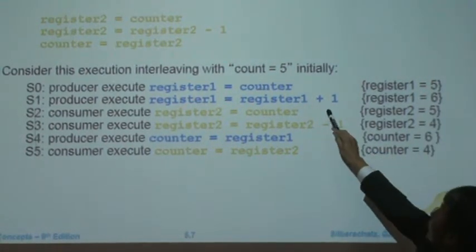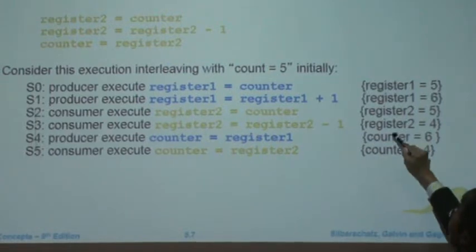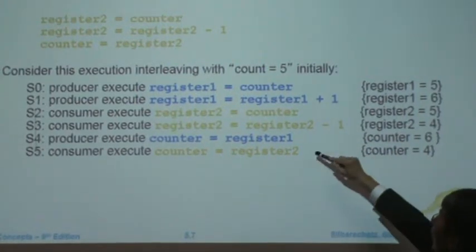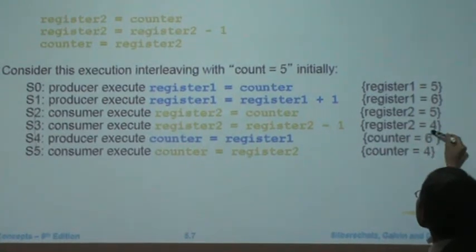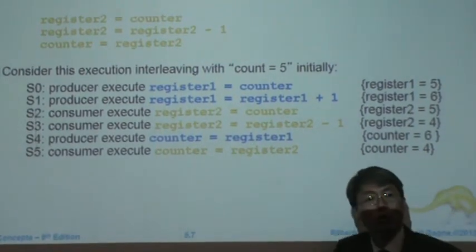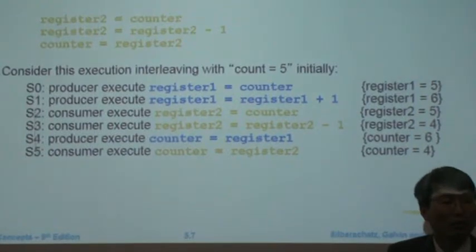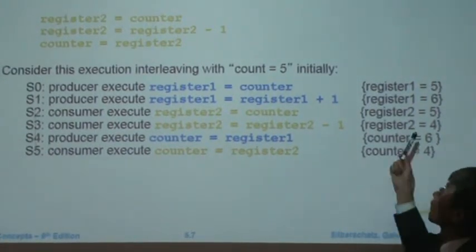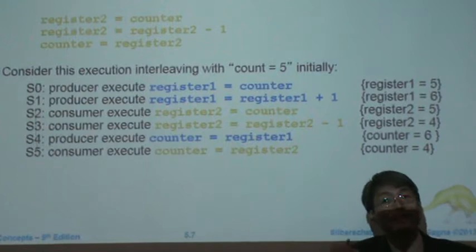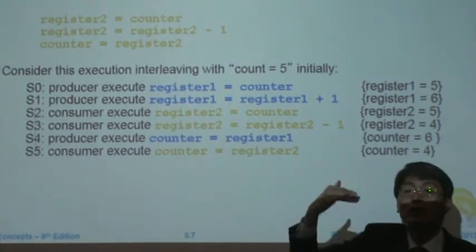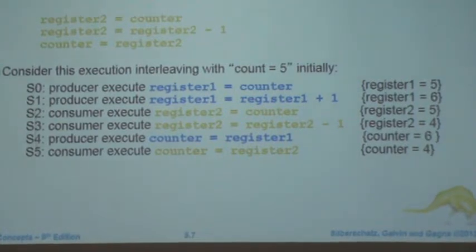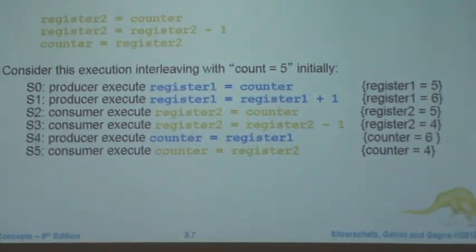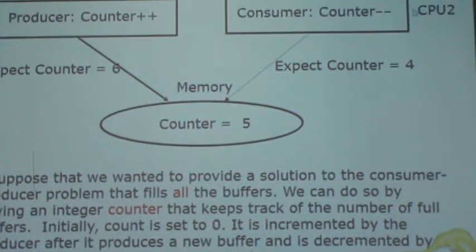And register 2 reads the counter, the shared data, which is 5, and decreases the value to 4. Then writing back, counter is 6, but it's overridden by the consumer, so it's finally 4. It can be 6. It can be 5. So we cannot guarantee the output.